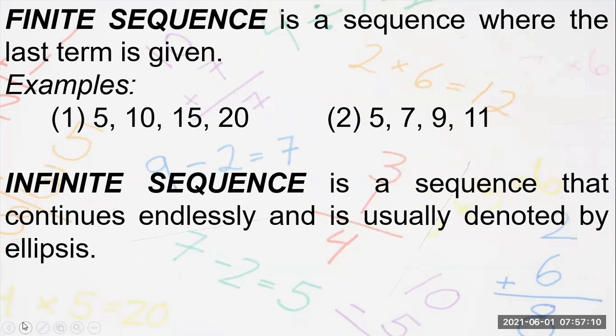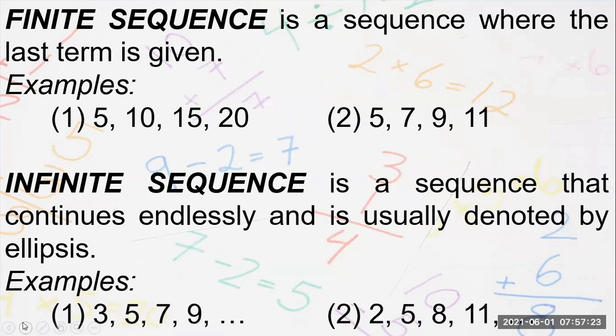Then we also have the infinite sequence. So infinite sequence is a sequence that continues endlessly and is usually denoted by ellipses. So for example, we have here 3, 5, 7, 9, and so on. So yung ellipses na tinutukoy natin dito ay yung tatlong tuldok na makikita natin sa dulo ng bawat sequence.